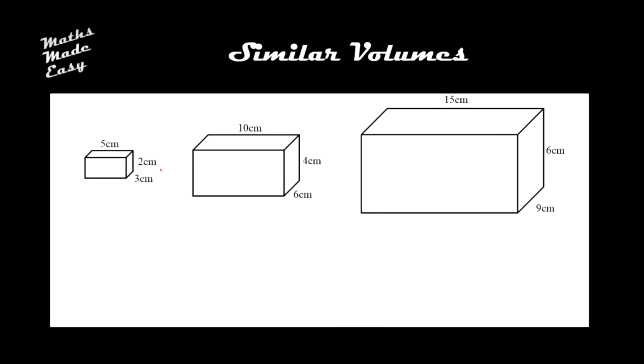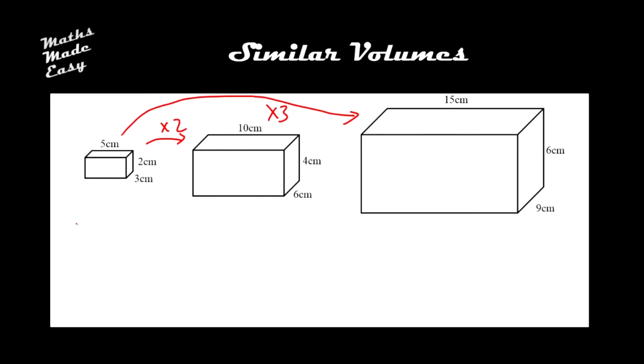Hello and welcome to this video where we're going to be looking at similar volumes. Here we have three cuboids which are all mathematically similar. You can tell that because to get from the first cuboid to the second, all of the lengths have doubled, so scale factor 2 on the lengths. To get from the first to the third, all of the lengths have tripled, so a scale factor 3 on the length. So here we have a scale factor 2 on lengths, and here we have a scale factor 3 on lengths. Now, what about the volumes?